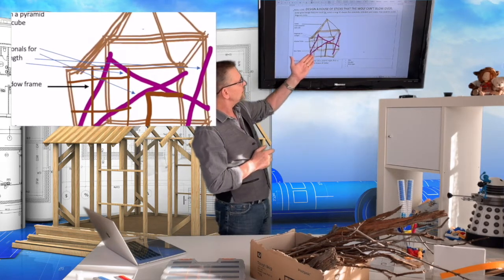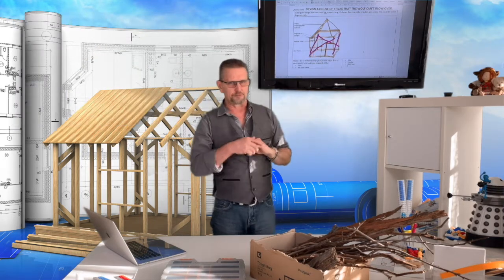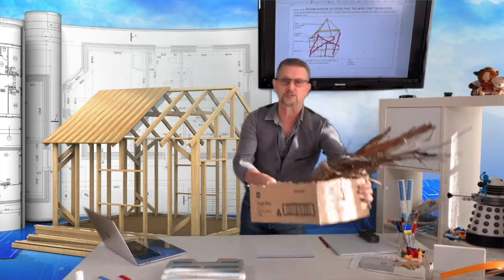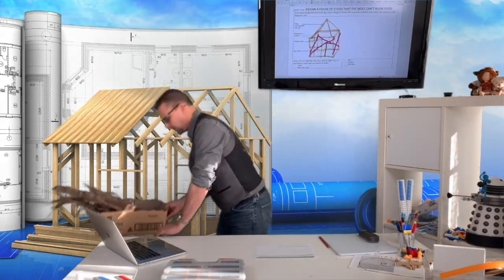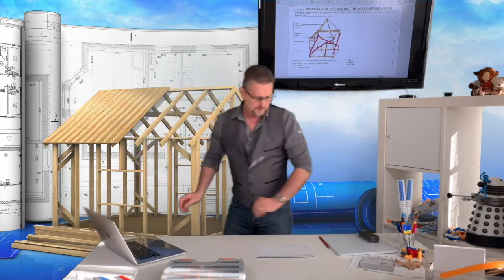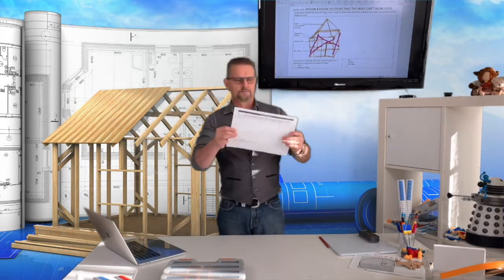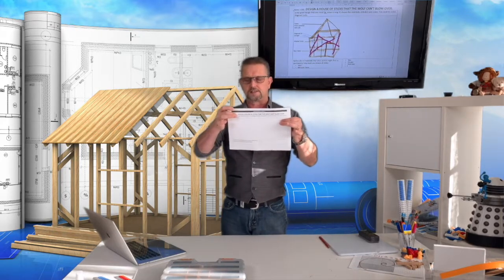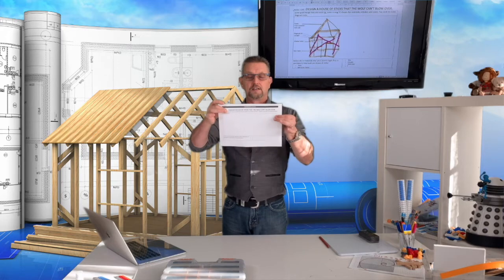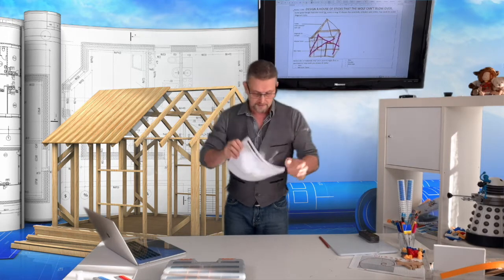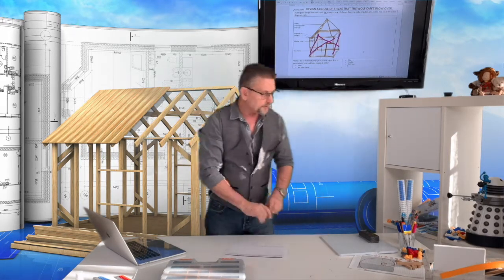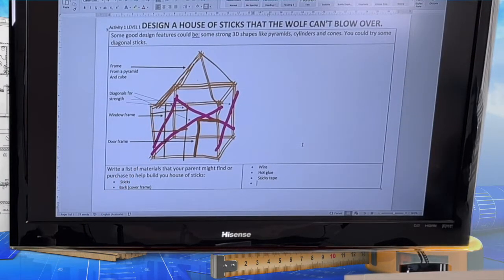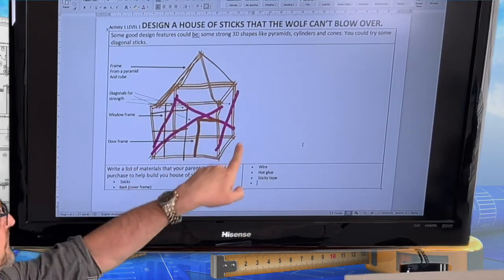Now, I've done this quick drawing up there. I've made it look like it's pretty wobbly and stuff. In fact, I'm going to do one just here. Just let me get rid of these sticks. We'll be using these next time. There we go. And I have got the piece of paper that hopefully you can print out. And it says, design a house of sticks that the wolf can't blow over. And this is my little bit of an example up here. So I've got the brown bits, the sticks.